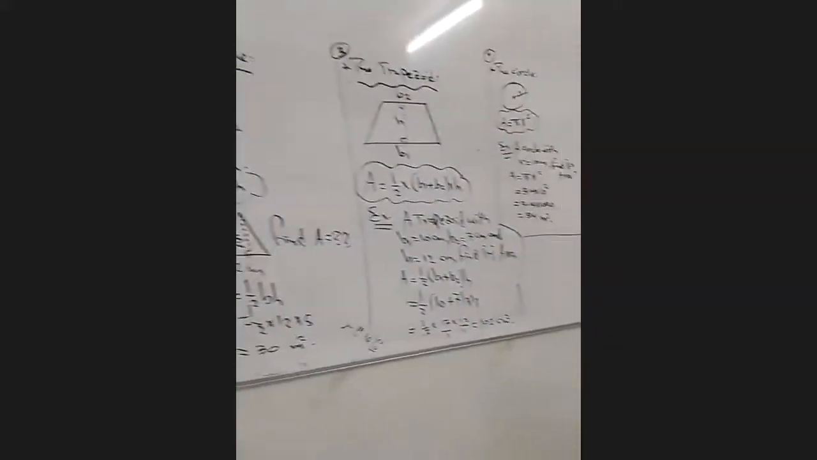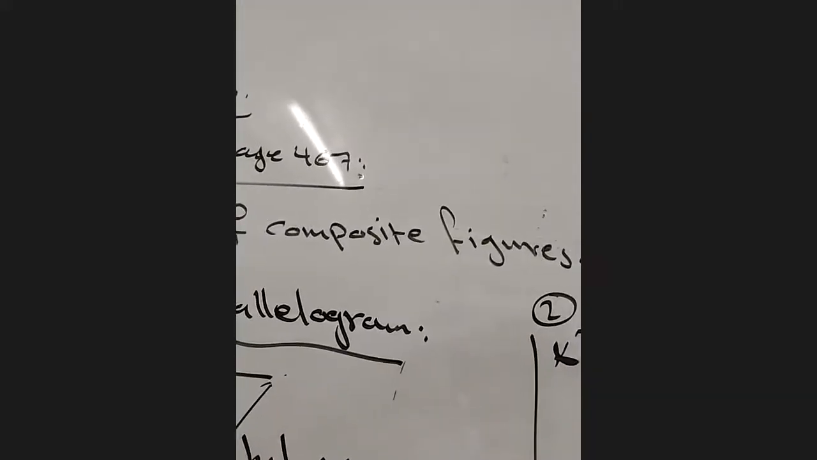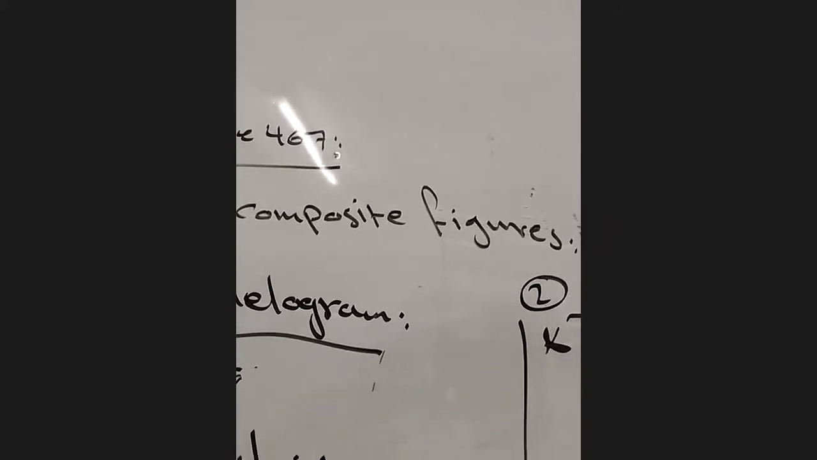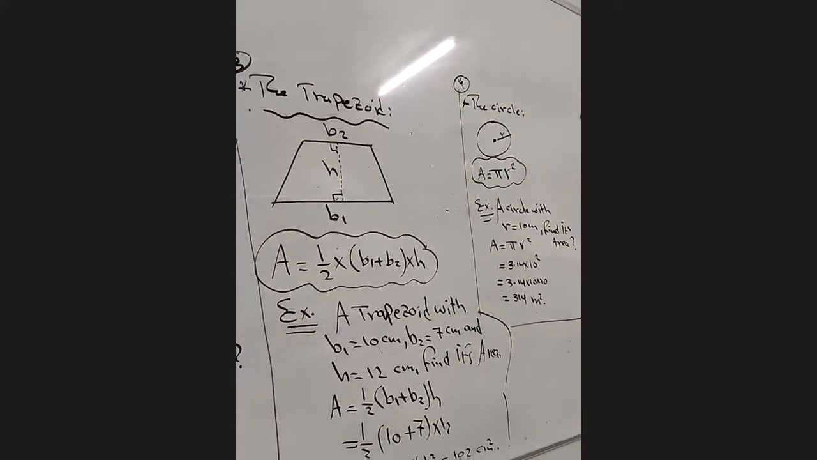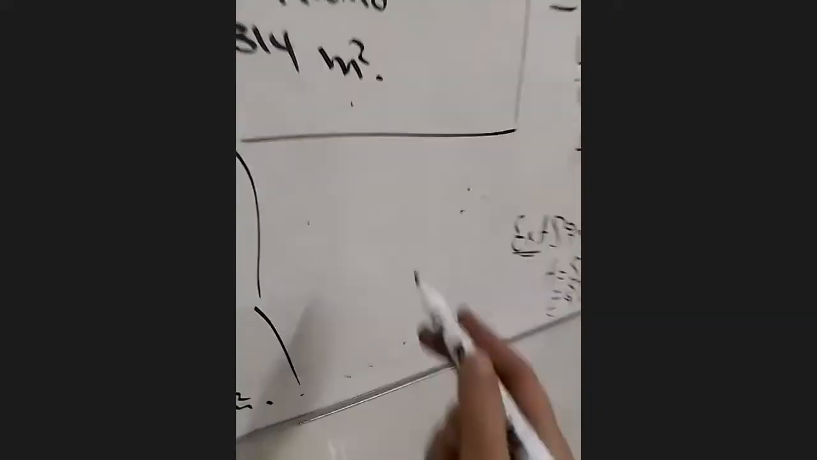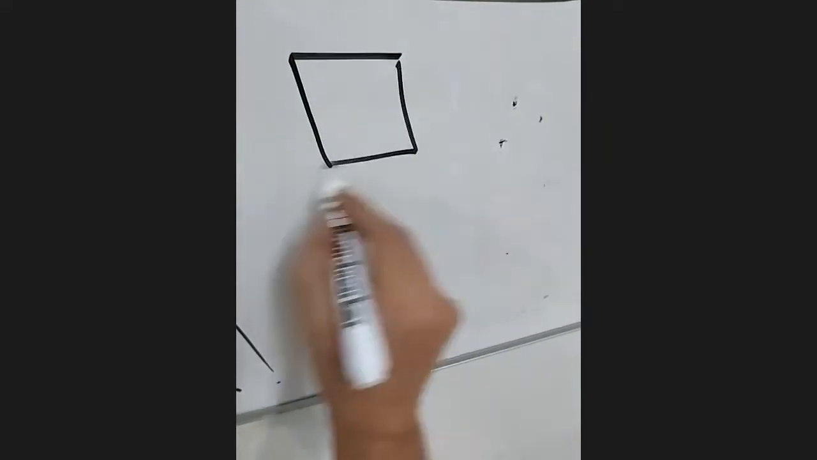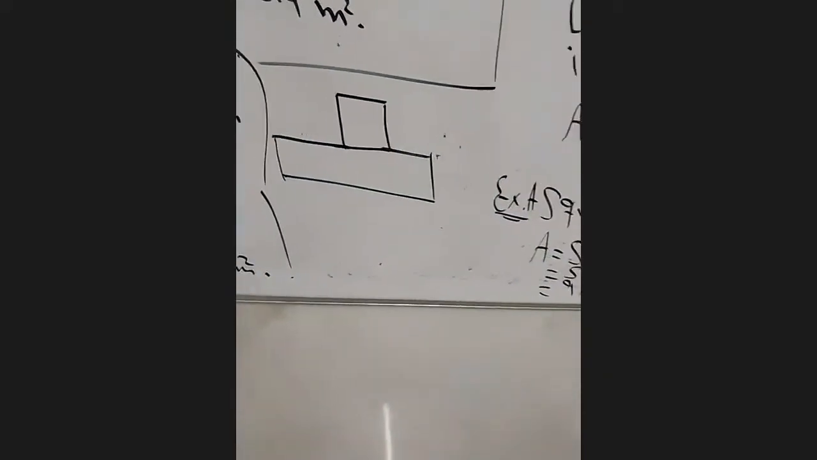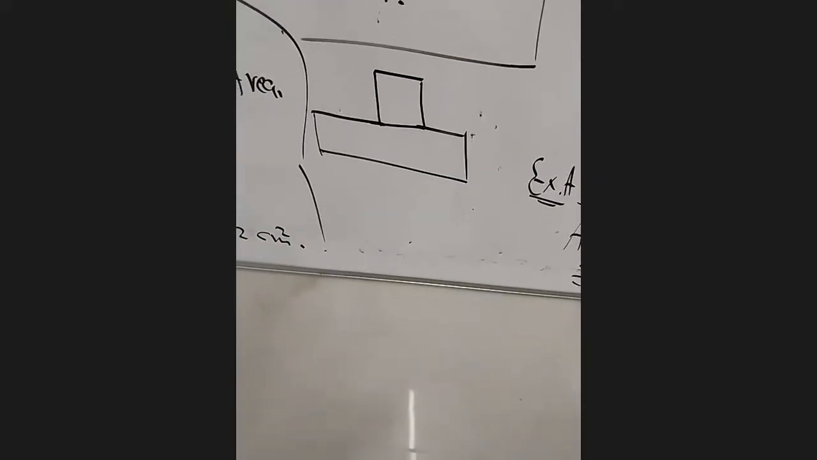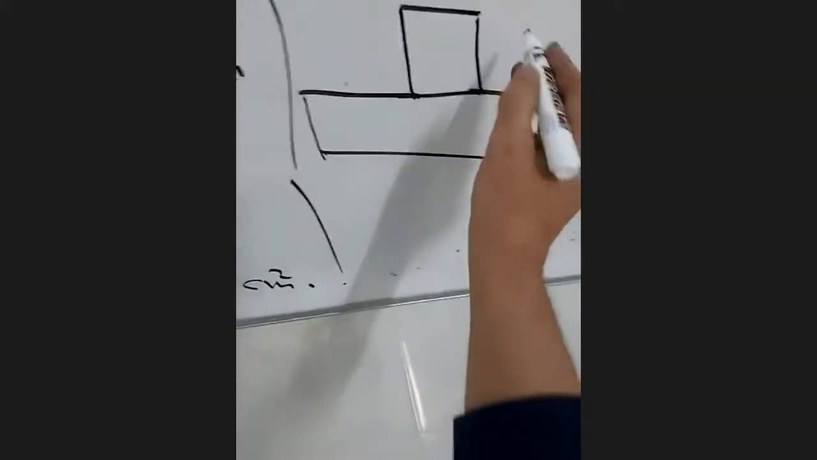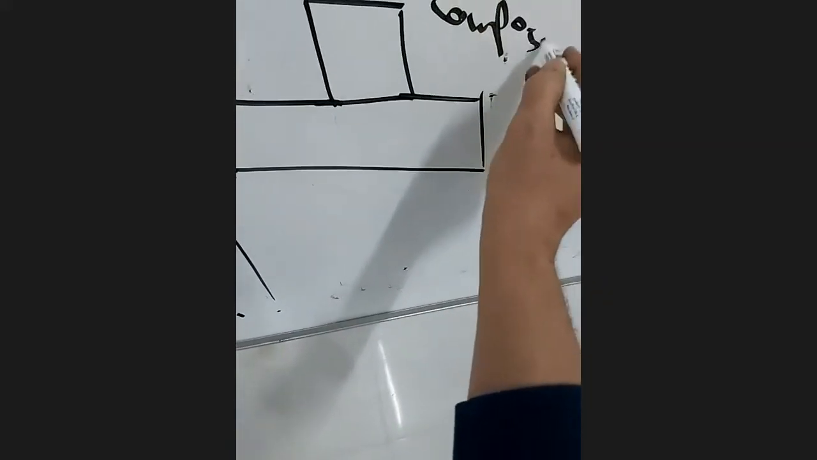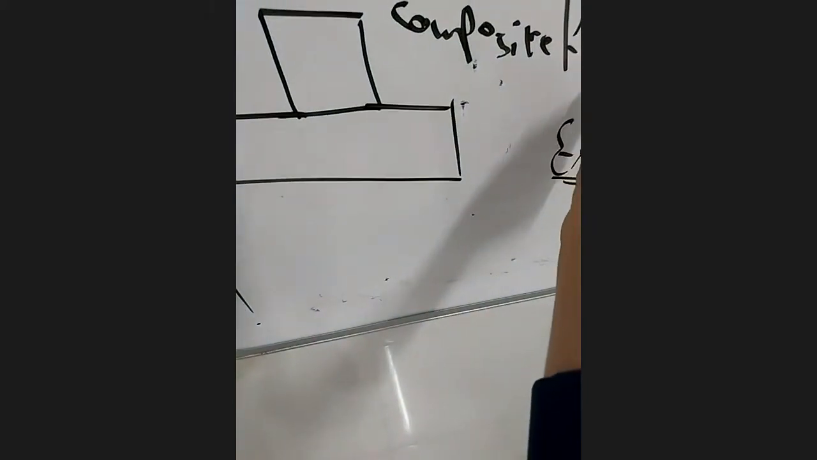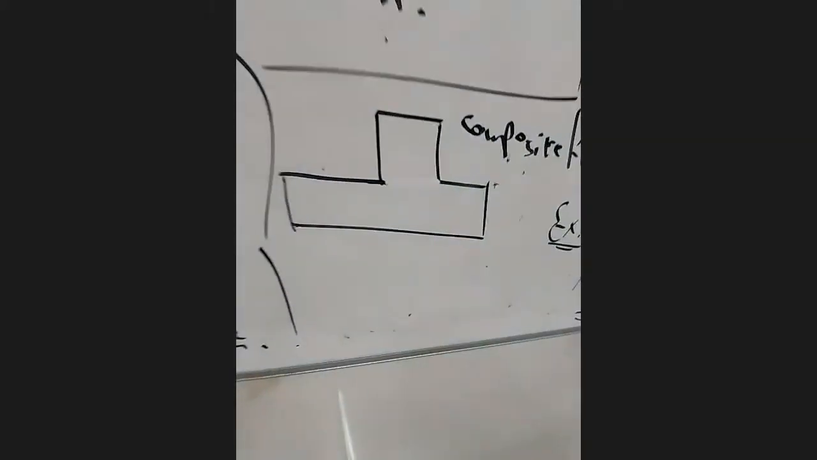Now using these figures here, which we revised them all, we will do our composite figures. Now, what's the meaning of composite figure? Means a figure without name. Like, for example, this one. We don't know the name of this. It has no formula. But this we call composite figure.